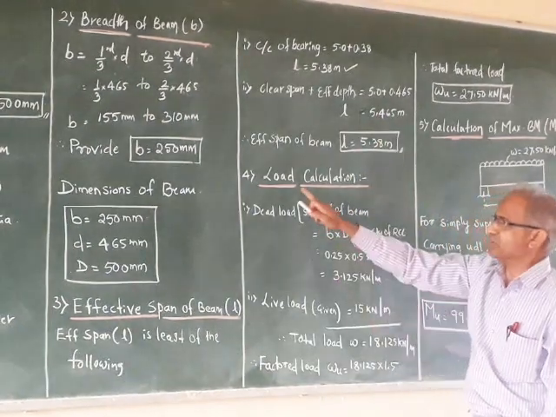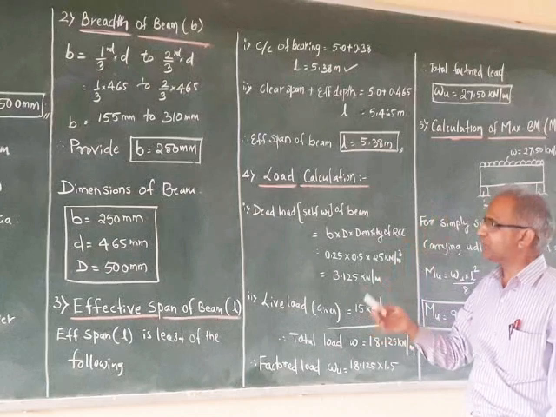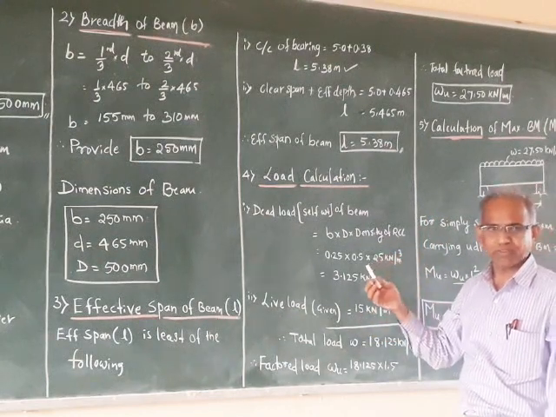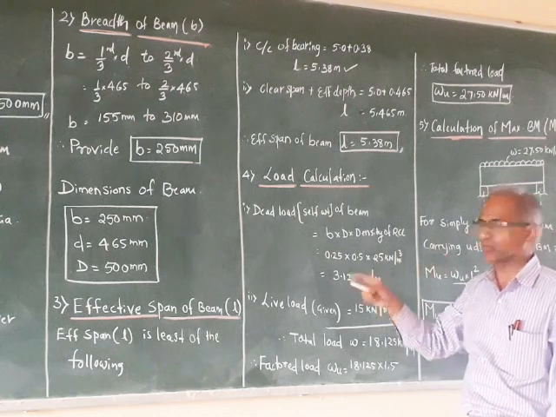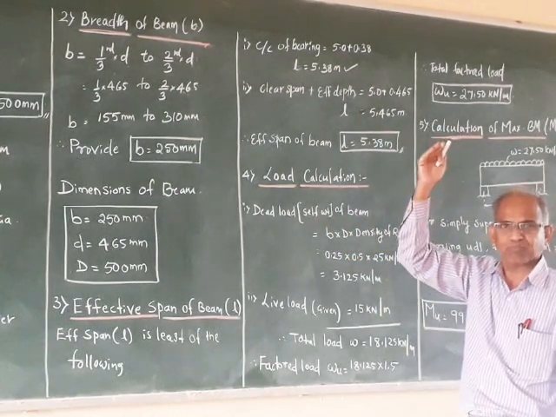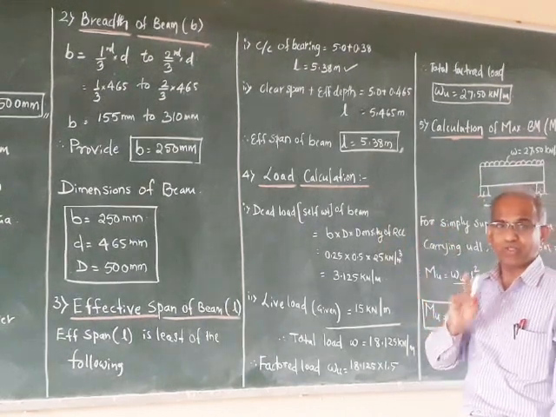Then fourth step is important, load calculation. So whatever the load which comes on the beam, okay, the beam has to take the bending moment. So that bending moment is what? Due to the loads. Then what are the loads? The loads from the slab will come to the beam. So it is in the form of UDL.